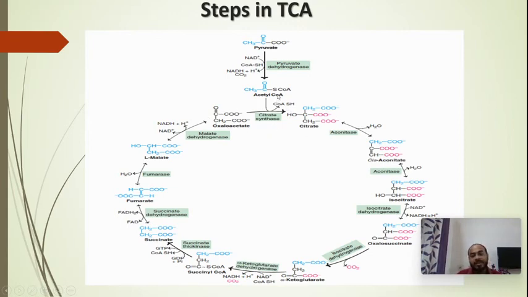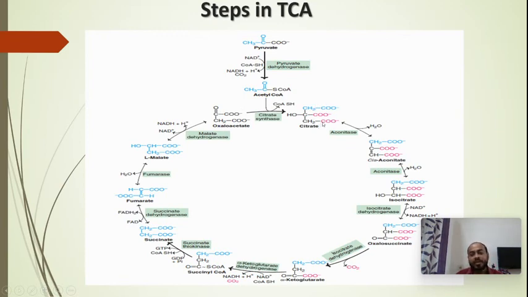Why? Because, and how? See here, pyruvate contained the acetyl group. The coenzyme A, or the cofactor, takes away the acetyl group from the pyruvate and delivers that acetyl group to the oxaloacetate. So ultimately, it leads to the production of citrate.